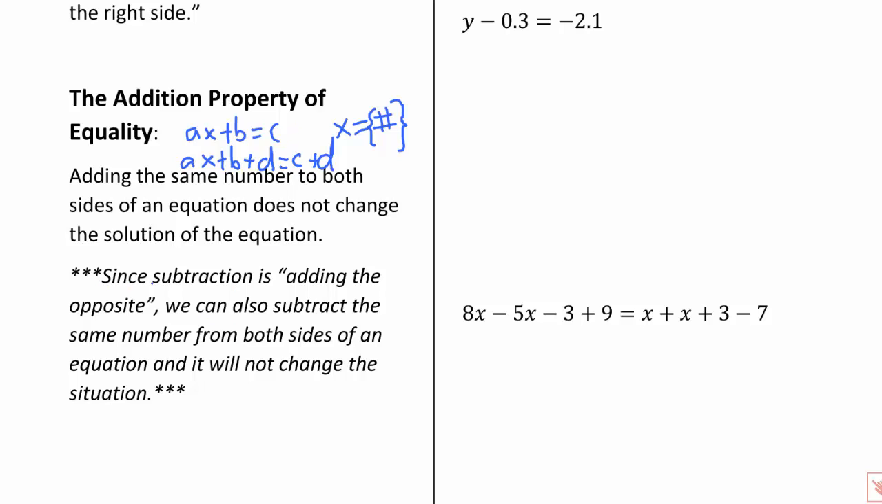Note down here that it says that since subtraction is adding the opposite, we can also subtract the same number from both sides of an equation and it will not change the solution set.